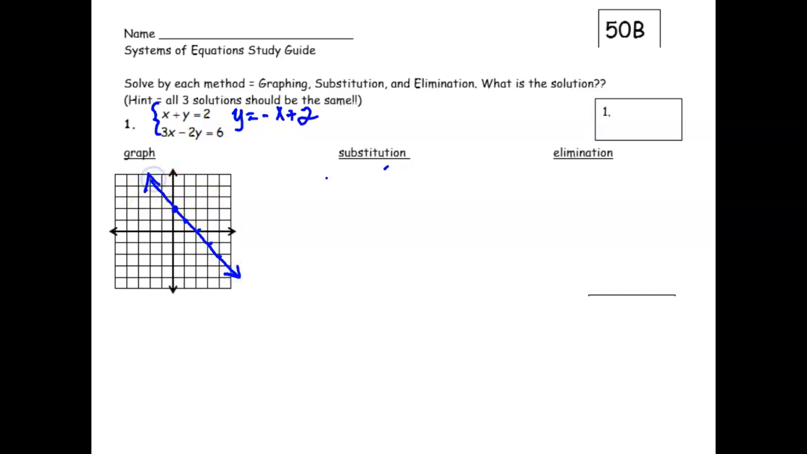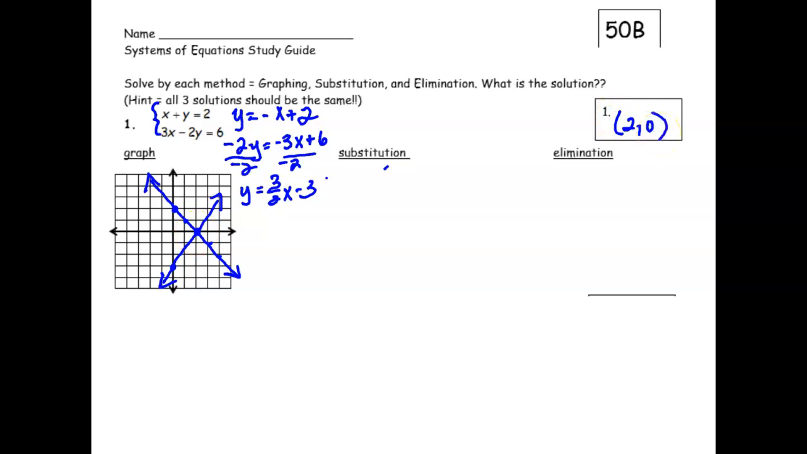And then the second line, when you solve for it, you're going to get -2y = -3x + 6. And then when you divide by -2, you get y = 3/2 x - 3. So you start at -3, 1, 2, 3, and your slope is 3/2, so rise 3 over 2. There's our intersecting point right there. So the point's going to be at (2, 0). That's going to be our solution.